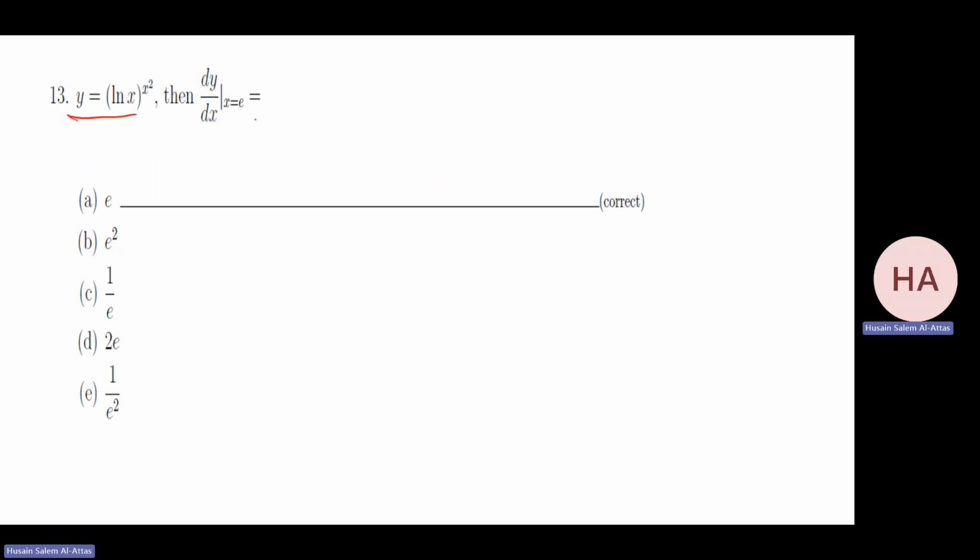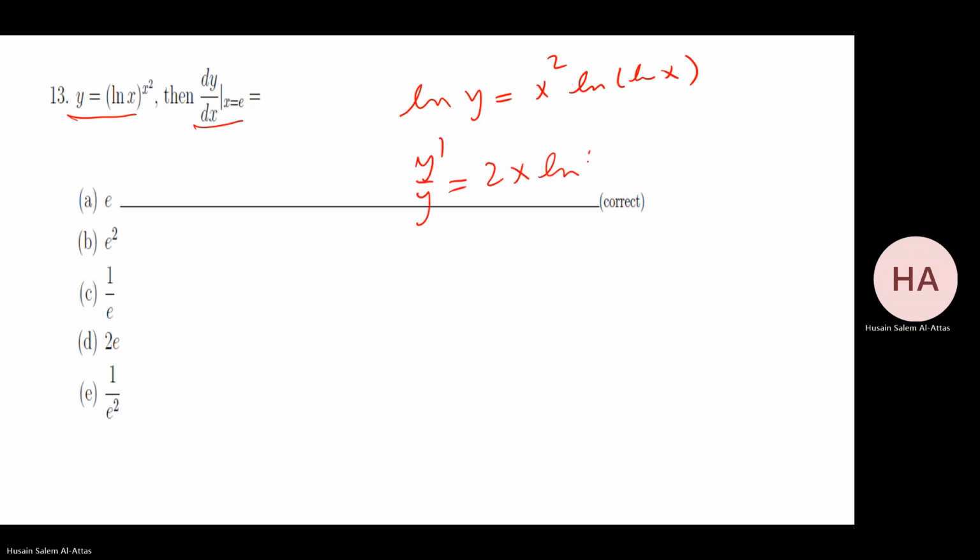If y equals this, find dy at x equal e. ln y equals x squared ln x. So y prime over y will be 2x ln x plus x squared times 1 over ln x times 1 over x. I want it at e. So what is y at e? Y at e is ln e, which is 1, to the power e squared, which is 1.